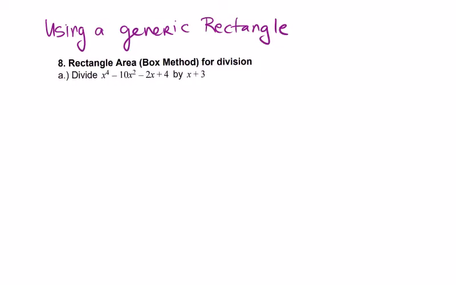Now we're going to look at doing this division in a different way as well. We're going to use the box method for division. Many of you were taught the generic rectangle for doing the multiplication, and so we're going to use the same tool for division, but we have a few different changes, okay? So what are we going to do?